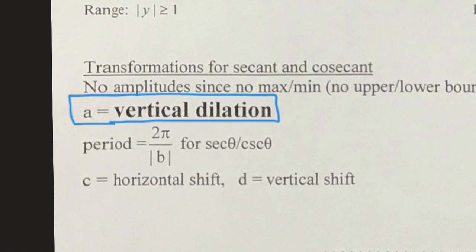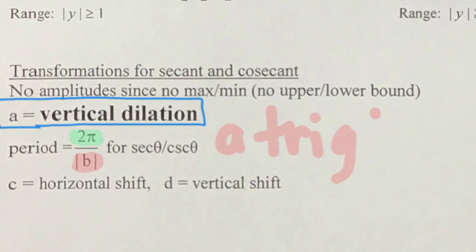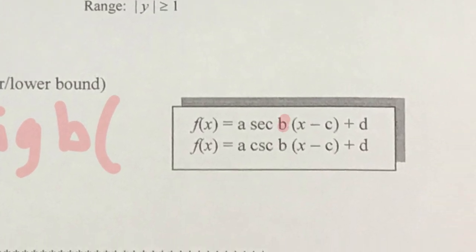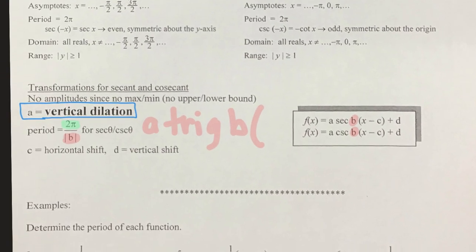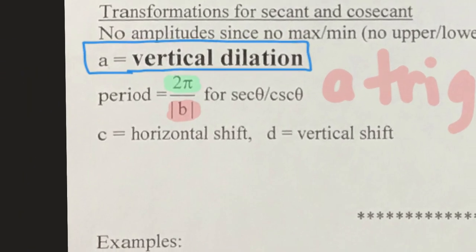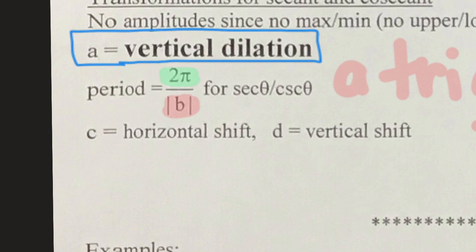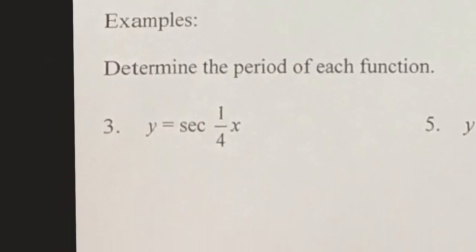The period is still found like we find every other period, 2 pi divided by your b value. Right? And the b value is the thing in front of your x. A times trig times b parentheses, and then we have your x plus or minus c right here. Your b value from both your secant and your cosecant. And of course, c is your horizontal or phase shift, and d is your vertical shift. So let's jump into some examples and do some calculations.